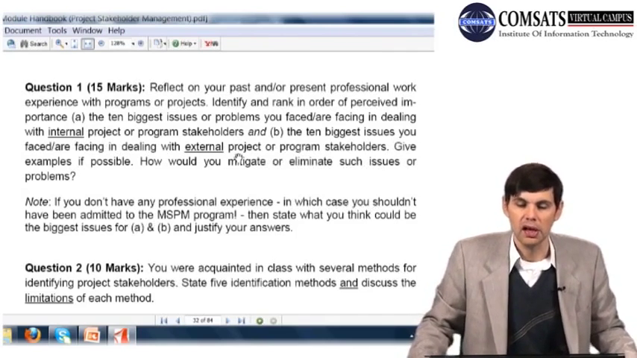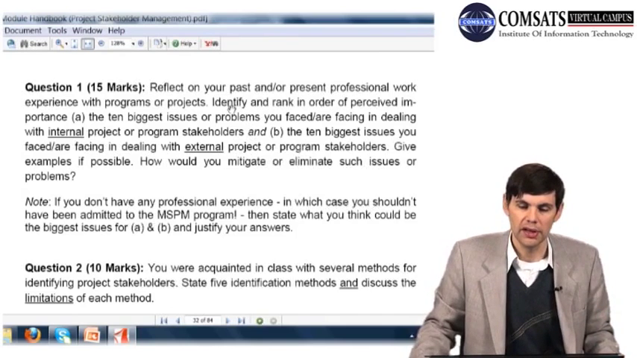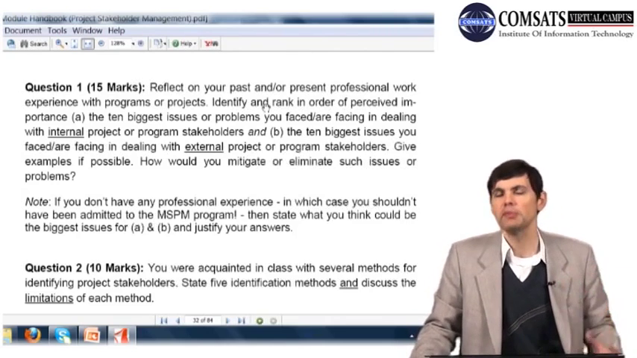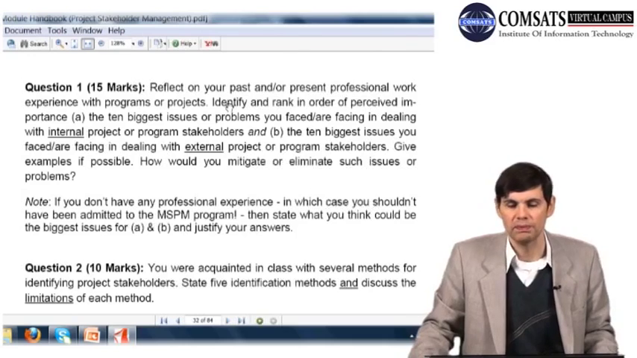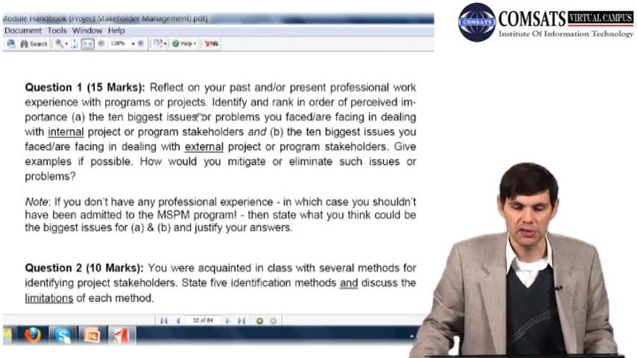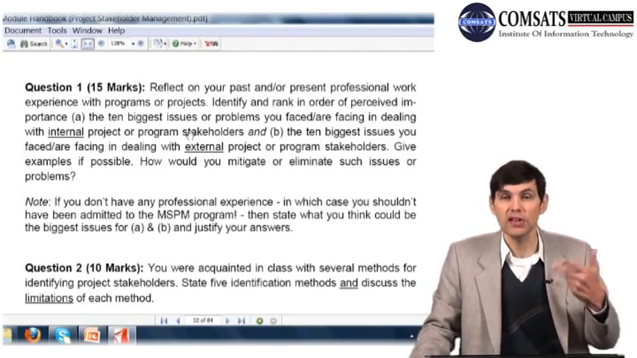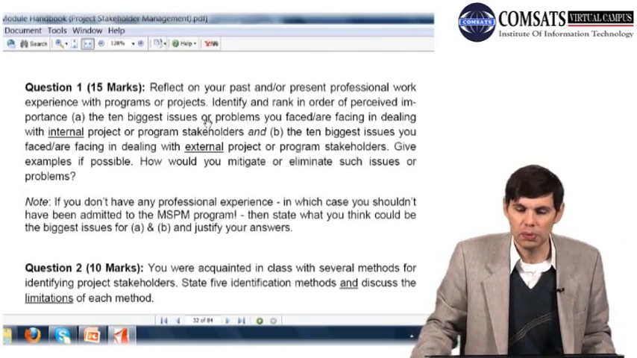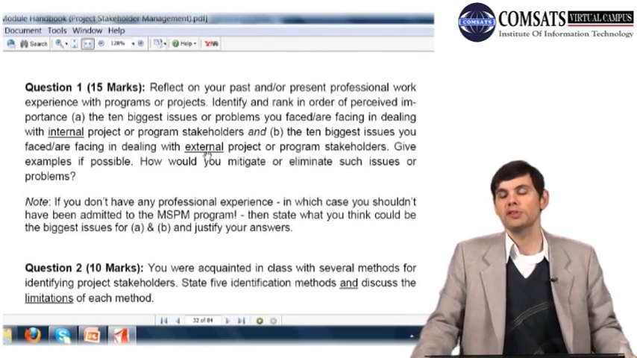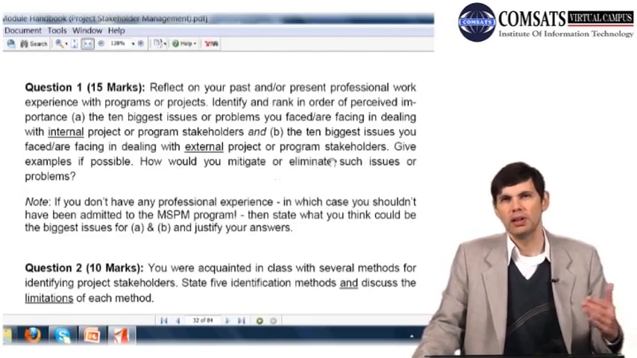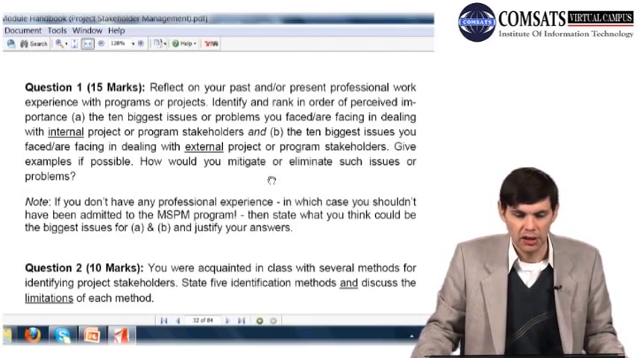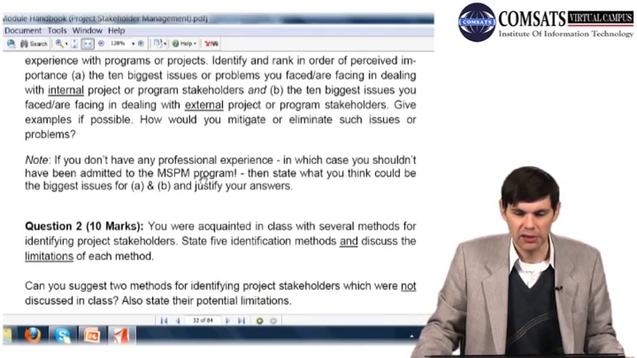As you can see, it's just a few lines. But there are quite a few things which you have to attempt here, and quite a few points which you have to be very cognizant of, and that's why I say it's always useful to read your examination papers a few times and make notes before you actually start formally writing out your answers. Identify and rank, already 2 things here, in order of perceived importance. Perceived is as you see it. The 10 biggest issues or problems you are facing dealing with internal project or program stakeholders, and the 10 biggest issues you are facing dealing with external program or project stakeholders. Give examples. How would you mitigate or eliminate? Quite a few things you have to do here. It's not as simple as one would think at first glance.